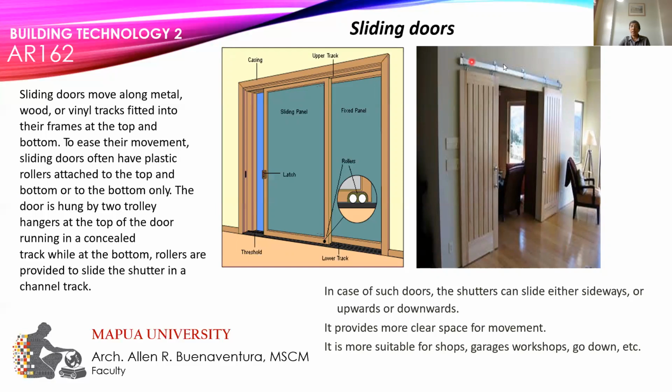The other design is the wall hung. This is the track at the upper part of the sliding door. It provides more clear space for movement because there is no door swing. It is suitable for shops, garages, workshops, and other rooms.